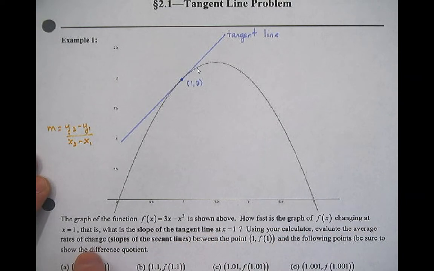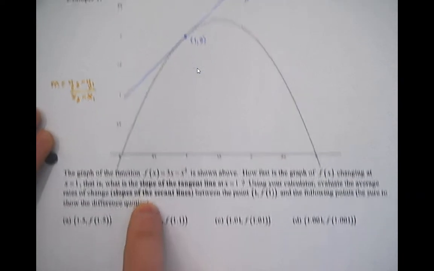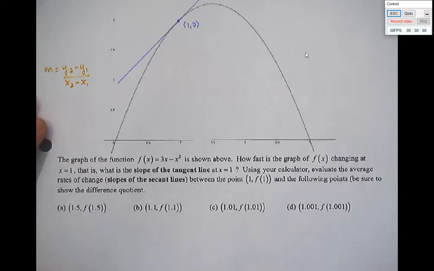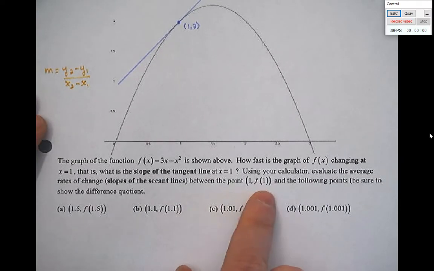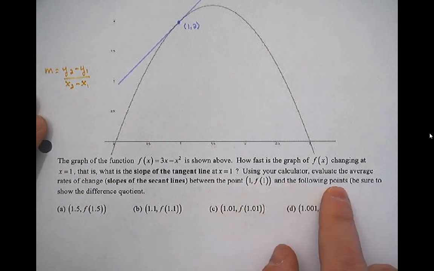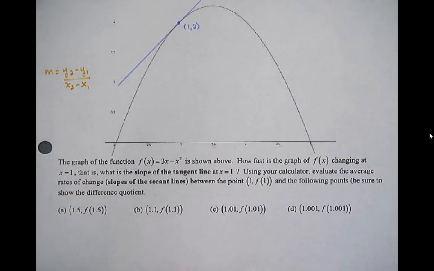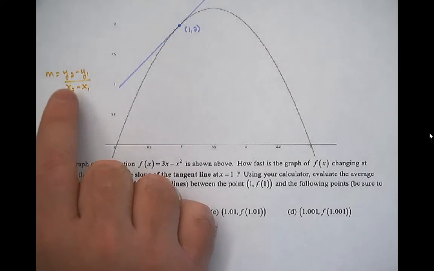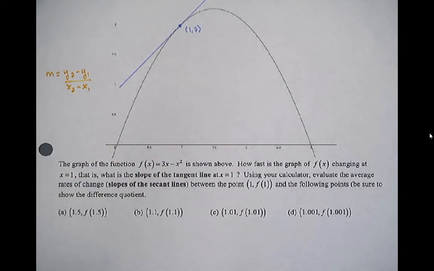Use your calculator, evaluate the average rates of change, the slopes between the points 1 and f of 1 and the following points, and be sure to show the difference quotient. So let's talk a little bit about that difference quotient. You have to get used to the way this is written. I don't know what to tell you. I know this makes a lot more sense, but this is not how fancy math people talk.